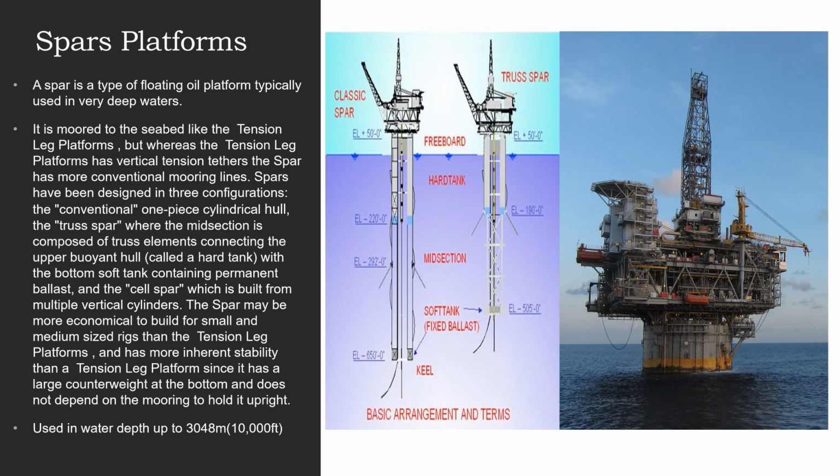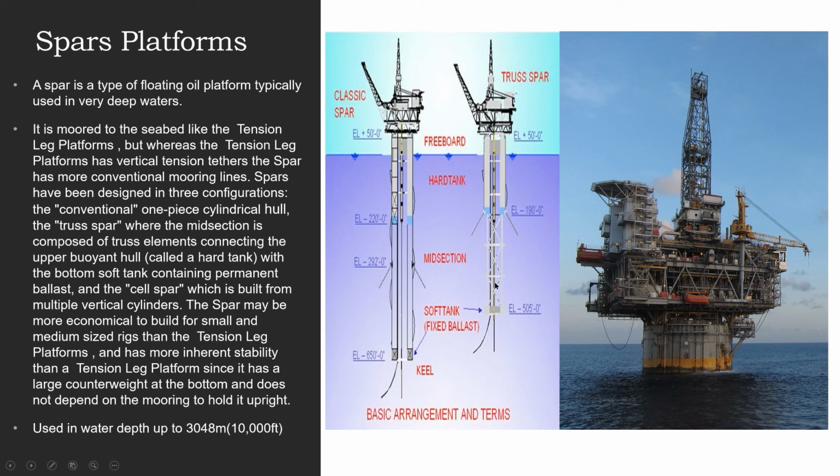Spar platforms, again, are used in deep water. The depth is around 3000 meters or 10,000 feet. It has a particular cylindrical shape, as you can see here, the top side and the bottom soft tank. The soft tank means this is filled with water, and the middle section, and then we have the hard tanks, and the rest is on the top of the sea level. The top structure is again used for production or drilling purposes. So in this picture you can even see this cylindrical shape.